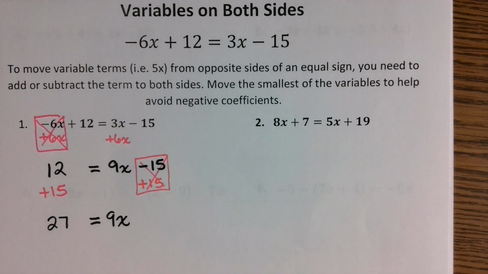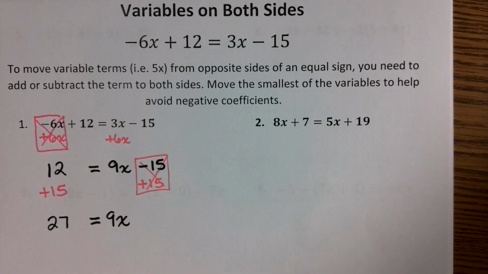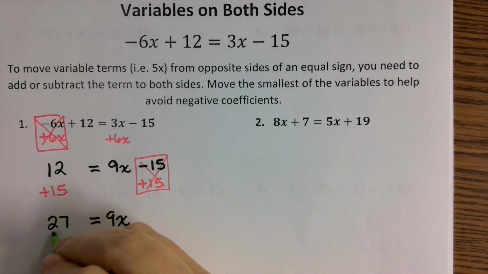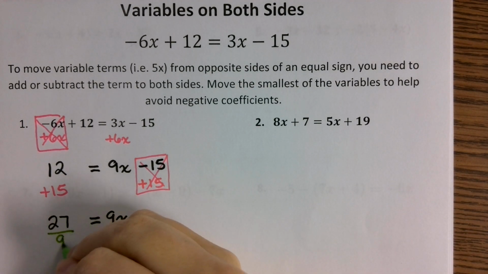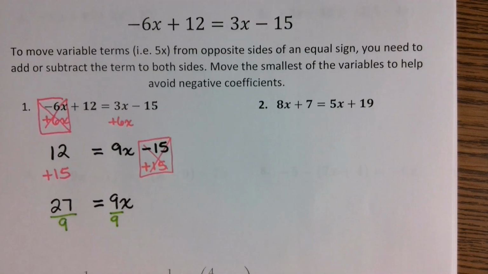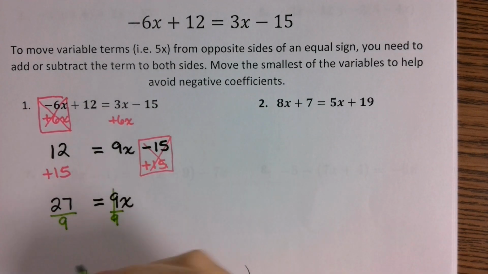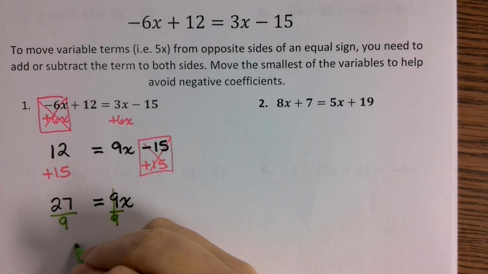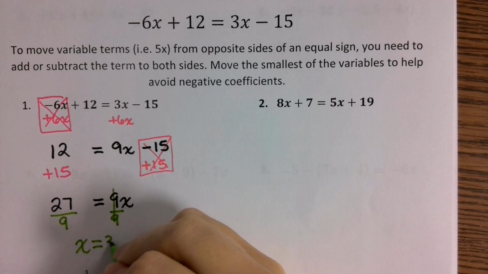And then from here, I'm going to go ahead and divide both sides by 9. When I divide both sides by 9, I get 3 is equal to x, or I can just write it as x is equal to 3.